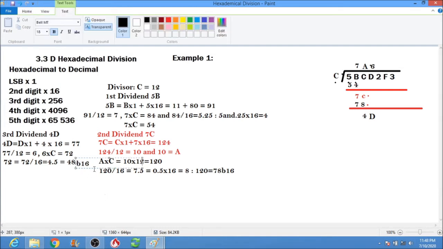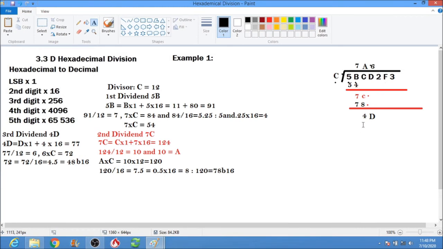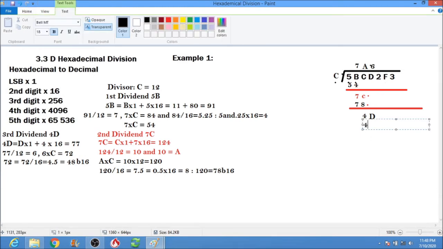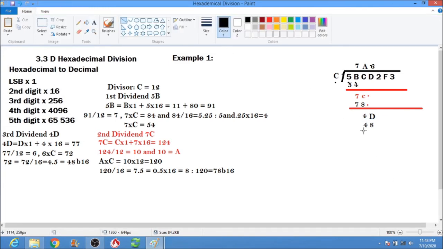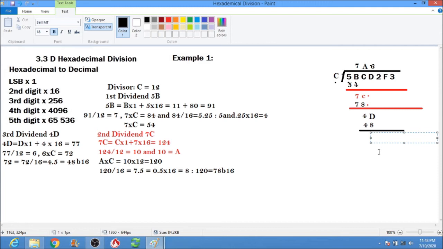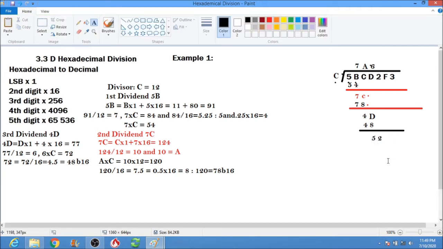In hexa, 72 is equal to 48. So therefore we have 48. Okay, then we subtract. The next, 13 minus 8, and that will be 5. Okay, so our answer is 5. Then bring down 5, and then bring down 2. Okay, so we have 52.